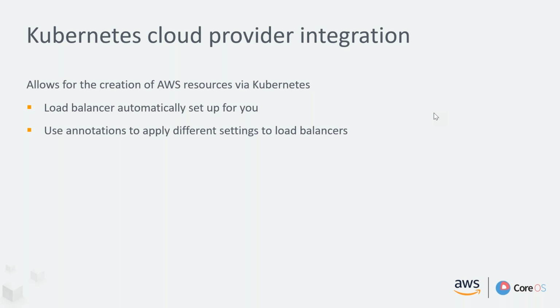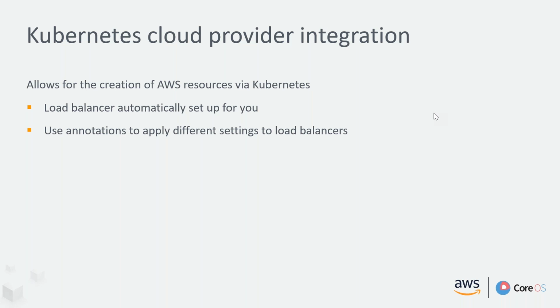One really important part of Tectonic is that we integrate into the cloud provider very deeply via the Kubernetes cloud provider code base. And what this does is let you utilize Amazon resources automatically. So you have a service in Kubernetes that you'd like to expose publicly. You can say this service is of type load balancer. It will automatically create a load balancer for you, wire it up via the security group and do all of that for you, and then have that routed directly into your application containers.